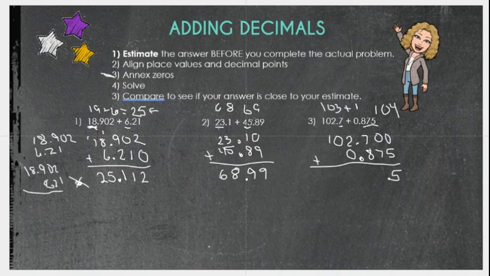And then we add 5, 7, 15, carry the 1, 3, 0, 1. And we can bring the decimal point straight down, but we can also say my answer is supposed to be close to 104. 103 makes sense to put the decimal point there. And that is what we have got for adding decimals. And then, of course, we did all these steps. We estimated, we aligned the place values in the decimal points, we annexed zeros where necessary, we solved, and then we compared to see if the answer was close to the estimate. If you have any questions, let me know.